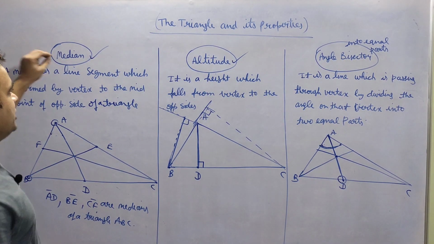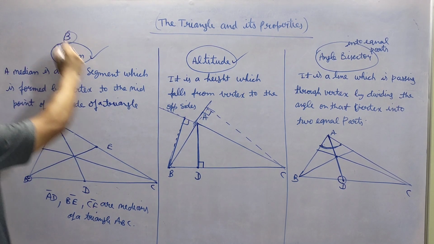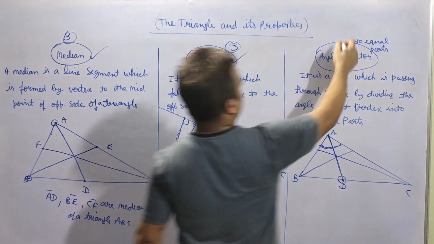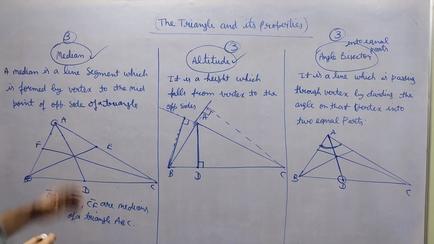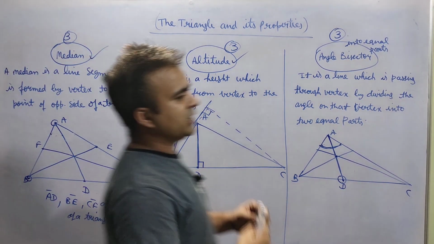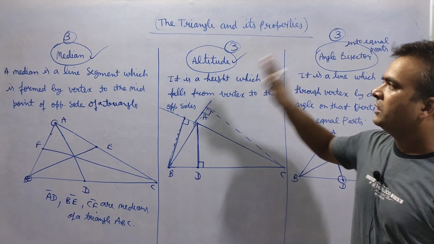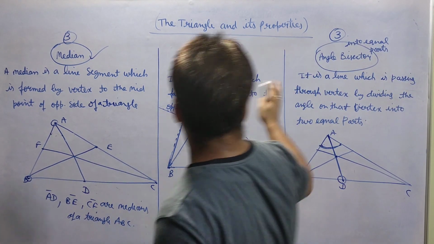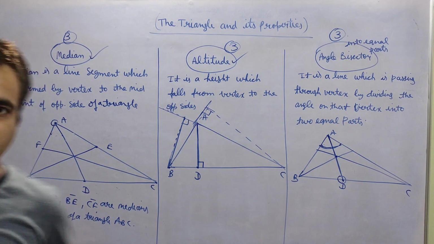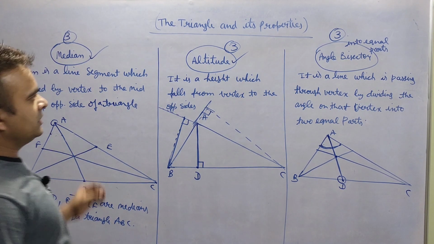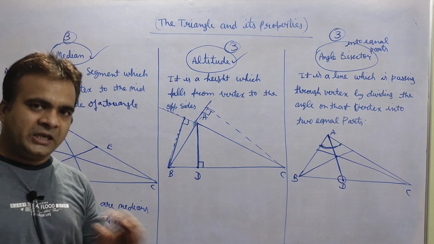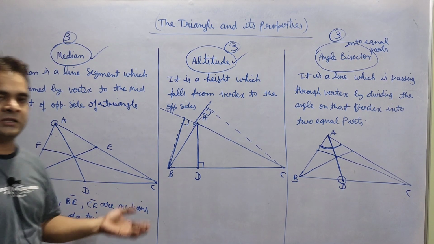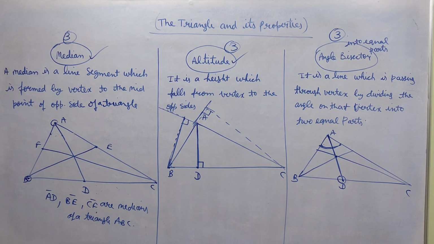So it means there are three medians, right? There are three altitudes, there are three angle bisectors in a triangle. So everything is three. You have to just understand the difference between median, altitude and bisector, right? I am taking a triangle where I will draw all the things together. Then I think you will be better able to understand the difference between them. And please note down this information.